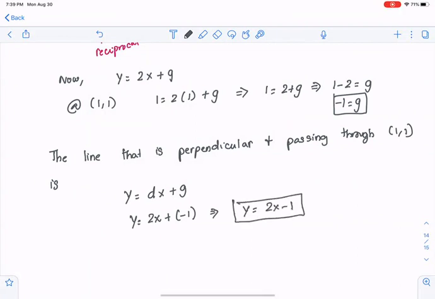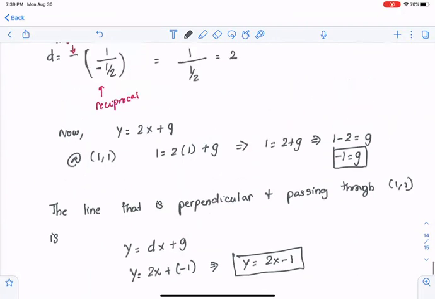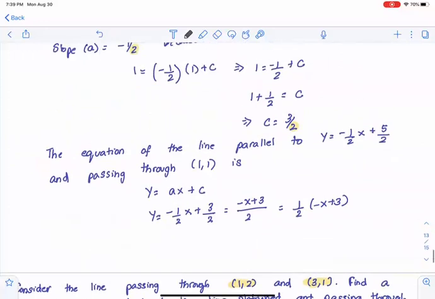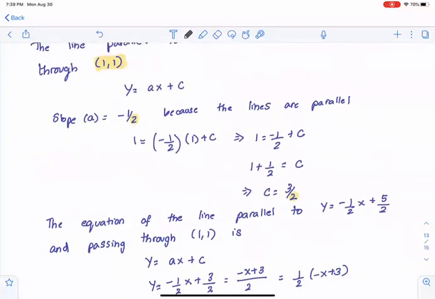Now, I showed you how to graph this using a TI calculator. And if you graphed it, you will see that the two lines are perpendicular to each other. And if you graphed the previous two lines that we found, you will see that the two lines are parallel to each other. I would like for you to try graphing these and verify if they're in fact parallel or perpendicular to the line that we just obtained.